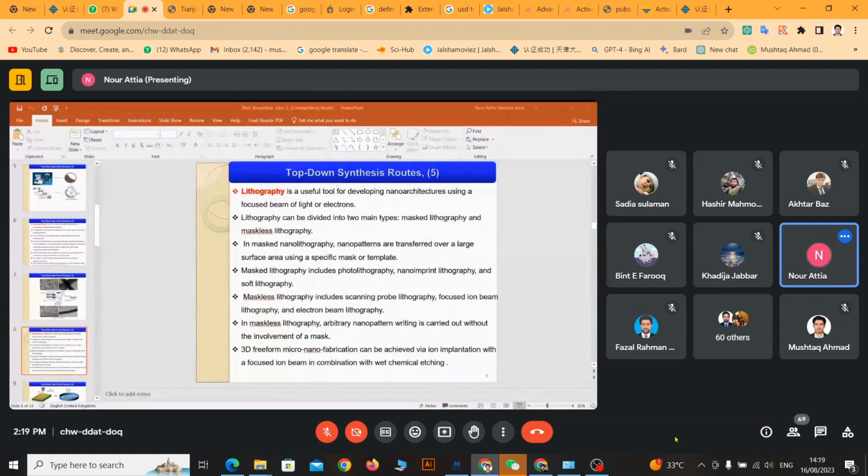You're using some beam of light or electrons. Then we have two ways: masked lithography and maskless lithography, and you can prepare very interesting nano dimensions. You can prepare 3D freeform micro-nano fabrications, and all the applications are used for electronic applications. Lithography is very good, but this way is actually expensive. You have to have the instrument and the chamber, but the other way is electrospinning.